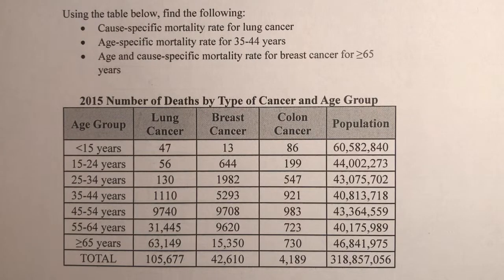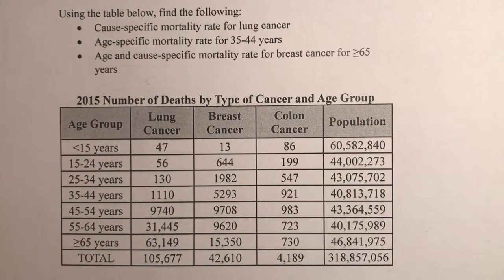All right, we're going to use this table to calculate various mortality rates. And keep in mind, mortality is another word for death. So we're looking at cause-specific mortality, age-specific mortality, and then we're going to combine the two to find an age and cause-specific mortality rate.